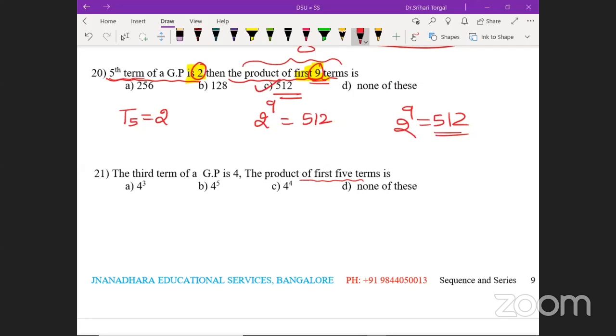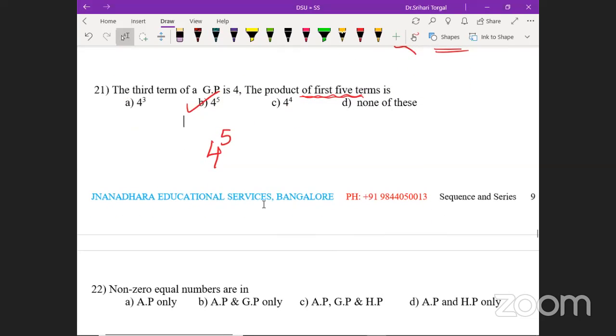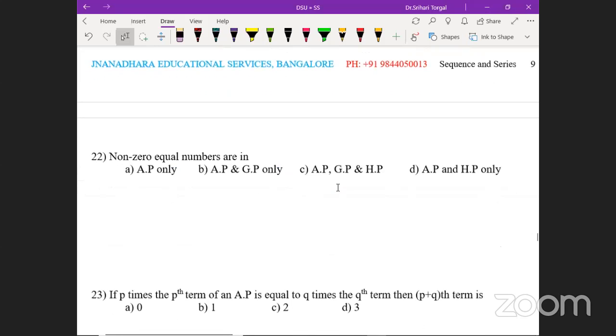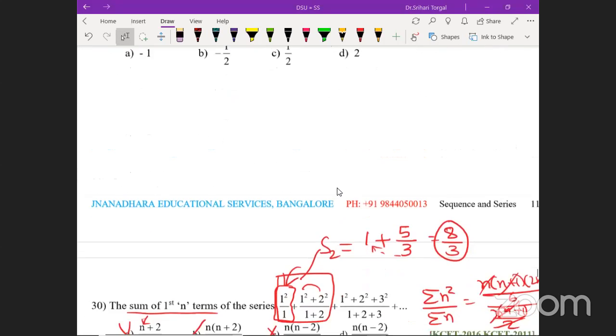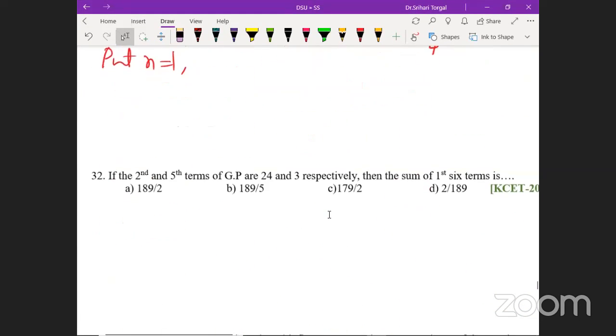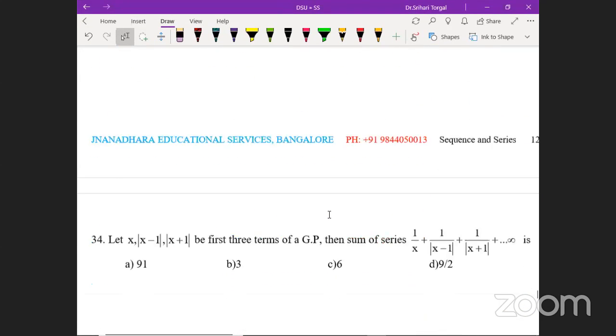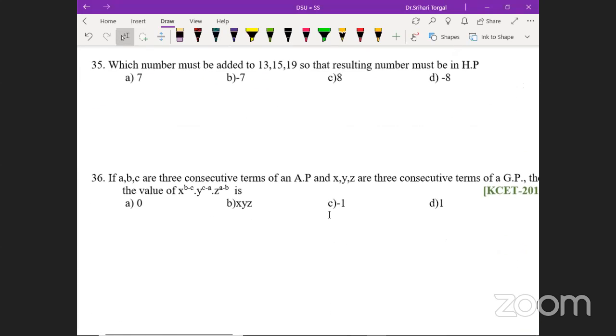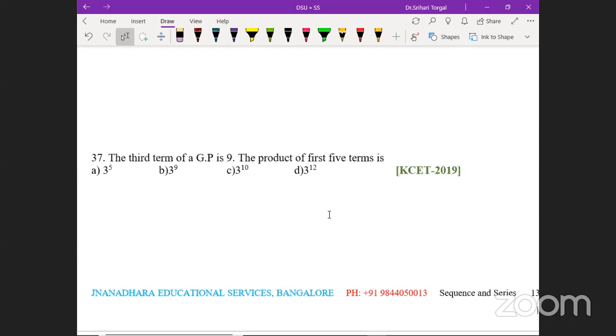Right. The third term of a GP is 4, and the product of first 5 terms is 4 power 5, option B is the right answer. No, this is for GP. We are applying it to GP. A similar kind of problem was asked in Karnataka CET, see here. Last year they asked the same question. Karnataka CET 2009. Attend it.